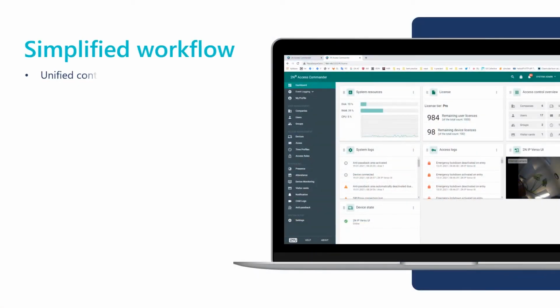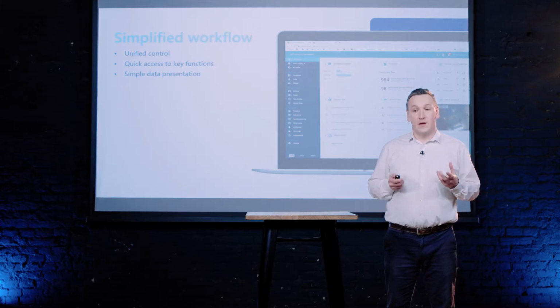So firstly, we try and streamline workflow. We bring together the different elements of access control into a single interface. We consider the needs of the typical user and make the functions that they use on a daily basis quick and easy to access. We take care about how important information is presented in a digestible way to allow for efficient decision-making and effective responses to events.